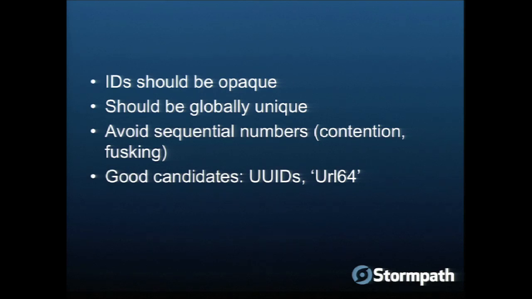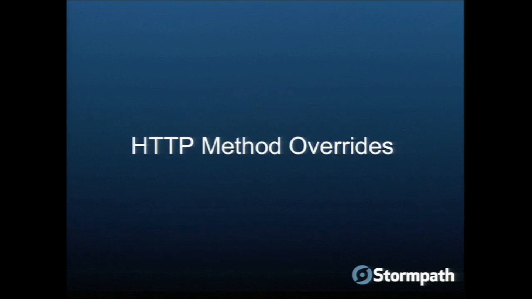UUIDs, we have something internally called URL64, which is basically a base 64. It's similar to base 64, but it doesn't contain any reserved characters, so they can actually exist inside of URLs. So anyway, good IDs. How do you do method overrides?